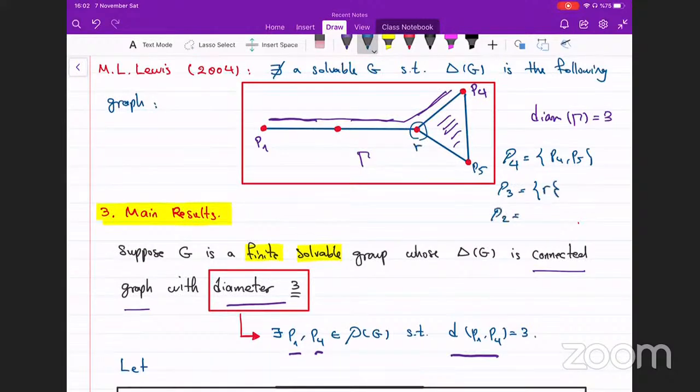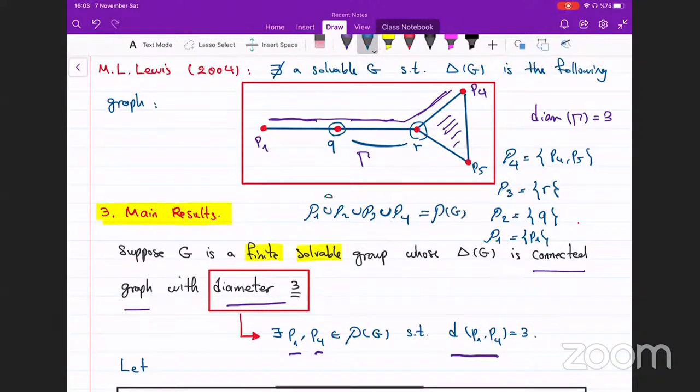Then rho 2 will be those vertices which are neighbors of P1. So this is the only neighbor of P1, and they are at the same time neighbor of one element of rho 3. So let's call this Q. So this is only Q. And rho 1 here will be P1. So as you can see, union of rho 1, rho 2, rho 3, rho 4 will be exactly the set of whole vertices, which is rho of G. And there's no intersection between these sets. So I obtain a partition for the set of vertices of delta G in this way.